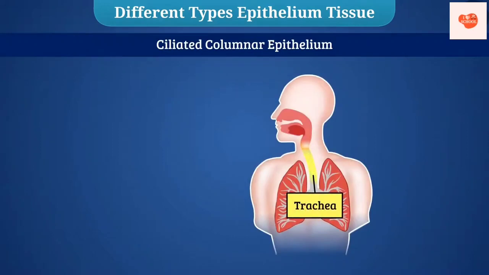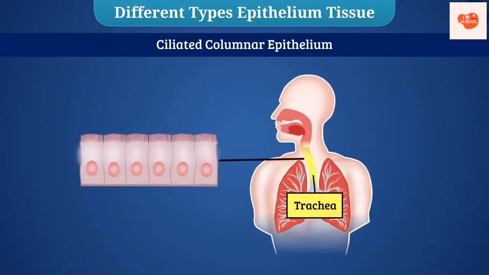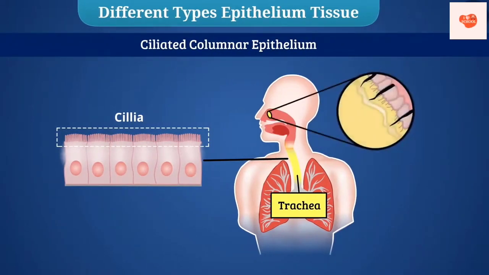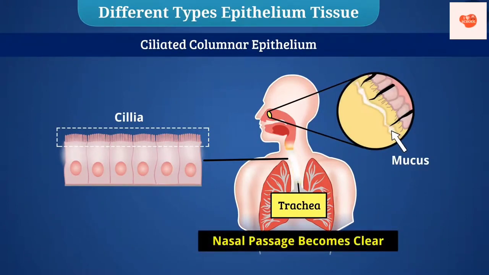Columnar epithelium present in the trachea has hair-like structures on it, which are called cilia. That's why this type of epithelium is called ciliated columnar epithelium. These cilia move, that's why mucus present in the trachea moves forward and the nasal passage becomes clear.